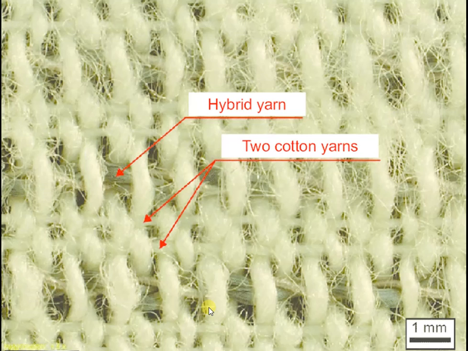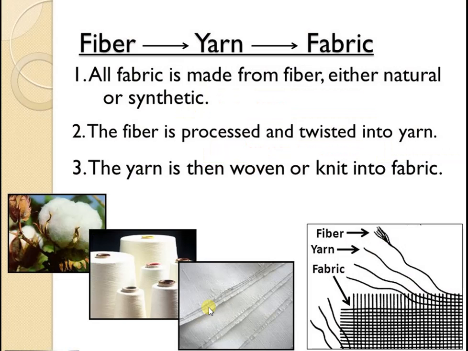If it is cotton fabric, it is made up of cotton yarn, which is derived from cotton fiber. All fabric is made from fiber, either natural or synthetic. The fiber is processed and twisted into yarn. The yarn is then woven into fabric. So fiber to yarn, yarn to fabric.